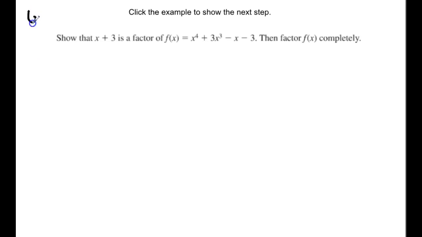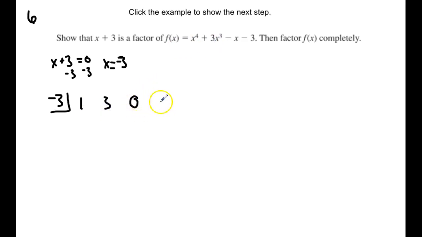So we're going to look at example number 6 here. Show that x plus 3 is a factor of this polynomial, then factor completely. I personally like to use synthetic division because it saves time down the road. So I need to figure out what I am using. So I set this equal to 0. I subtract 3 from both sides, so x equals a negative 3. So a negative 3 goes in my box. So my values up here: 1 is with my x to the 4th, I have a 3 with my x to the 3rd. I don't have an x squared term, so I have to plug in a 0 for that. Negative 1, and then negative 3.